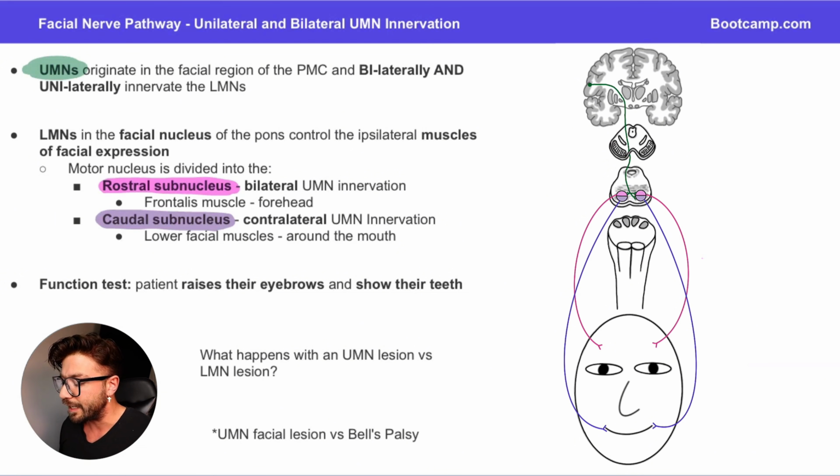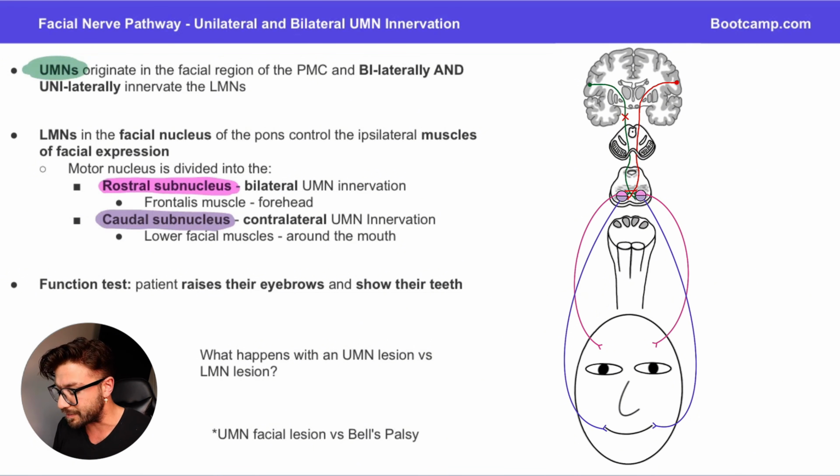So if we have an upper motor neuron lesion, let's say we have it right here, what sort of effects will that have? Well, this is coming from the left side. Remember, we still have all that innervation coming from the right side. So let's draw this in. You can see with this upper motor neuron completely wiped out, we still have the opposite upper motor neuron providing bilateral innervation to the rostral subnuclei. So both of these subnuclei are still receiving input, so they're both still stimulating the frontalis muscle. So the patient should still be able to raise their eyebrows as if normal.